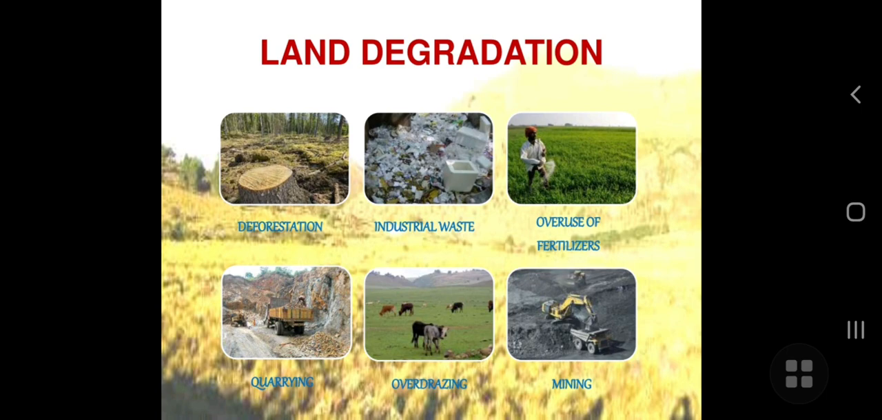Waterlogging due to over irrigation of land is also responsible for land degradation. Waterlogging increases salinity and alkalinity in soil, making it unfit for cultivation. The states of Punjab, Haryana, and Western Uttar Pradesh are facing land degradation problems due to waterlogging.